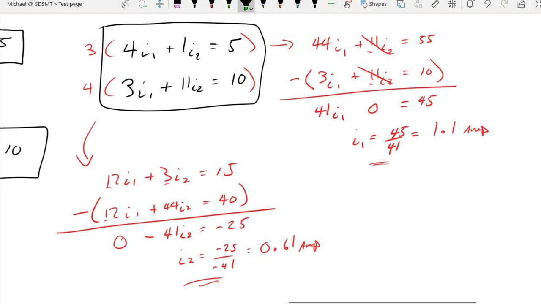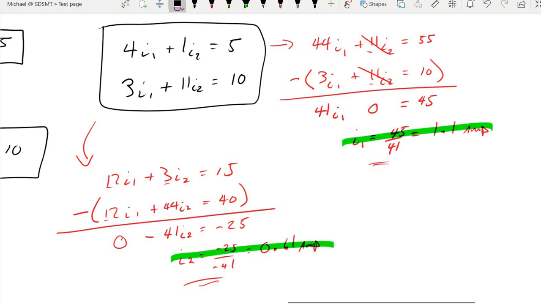Okay, so we've got our two current values. Are we done? Kinda. But now it's time to check our work. So where's our self-check? Well, there's two of them right up there.